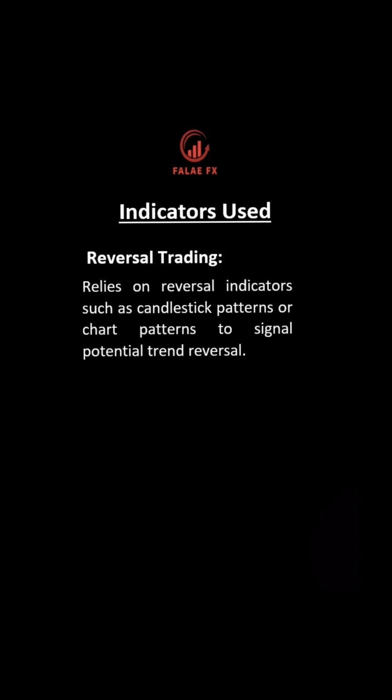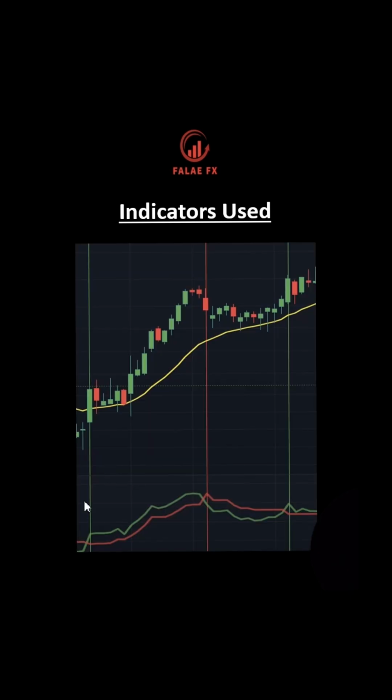As far as reversal trading is concerned, reversal trading relies on reversal indicators such as candlestick patterns or chart patterns to signal potential trend reversals. Of course, you can also use moving averages. You can see here the moving average is the yellow line. Price crossed and closed above the moving average. And the second indicator, a two-line cross indicator, when the green line crosses above the red, it's a signal to buy. When the red crosses above the green, it's a signal to sell.